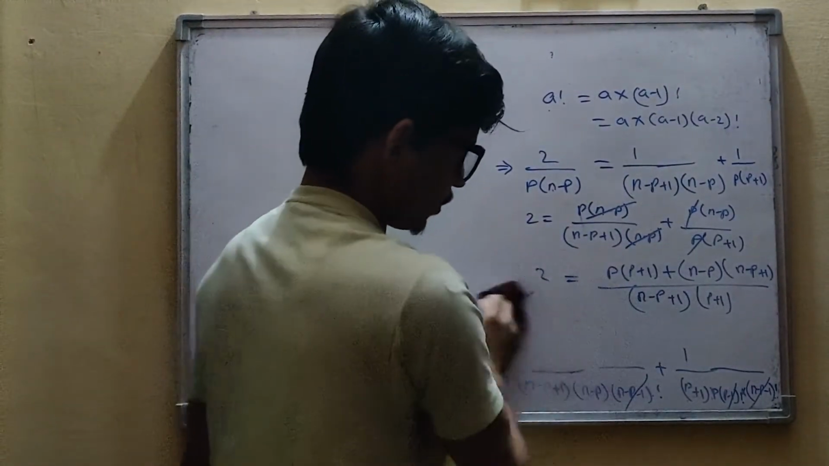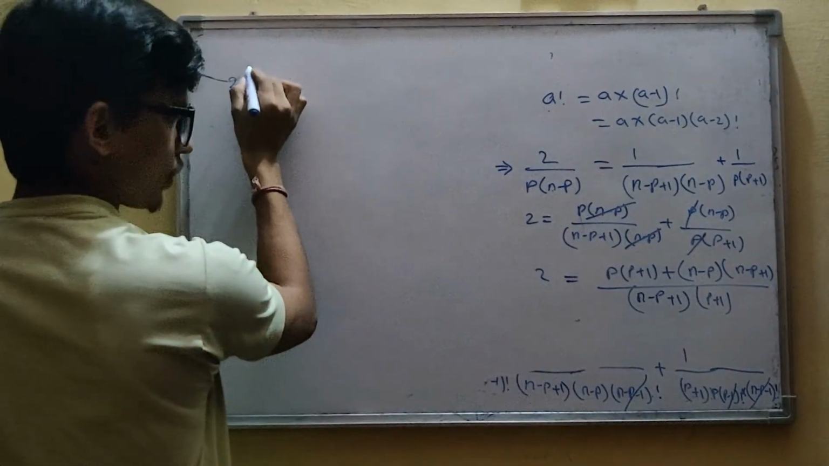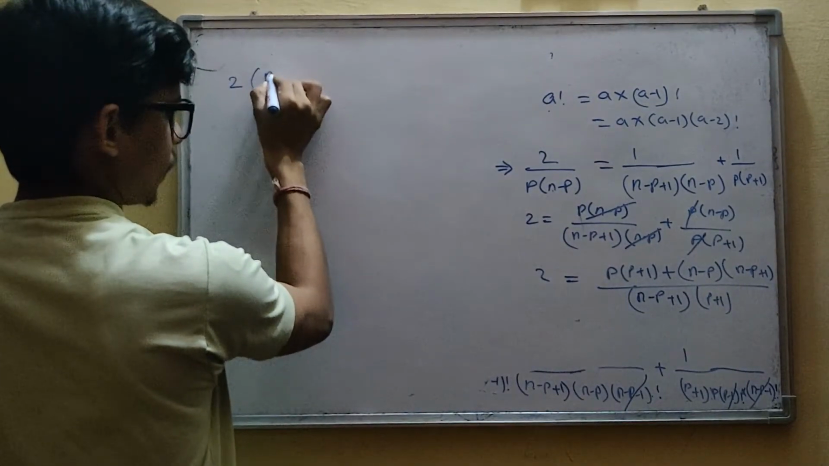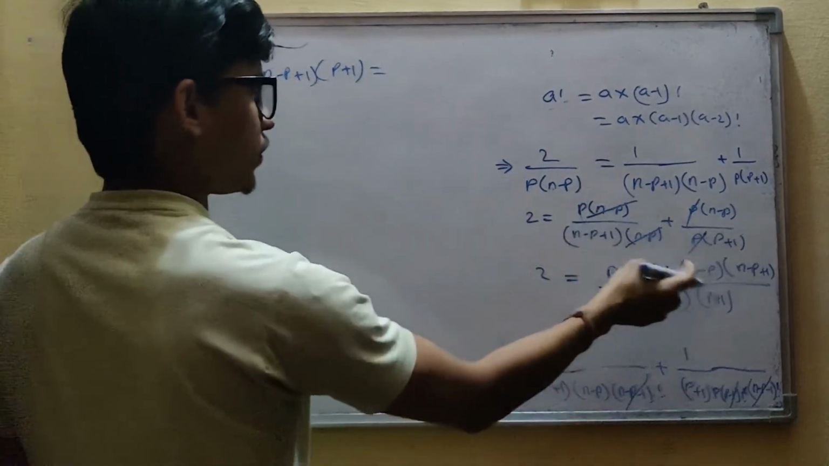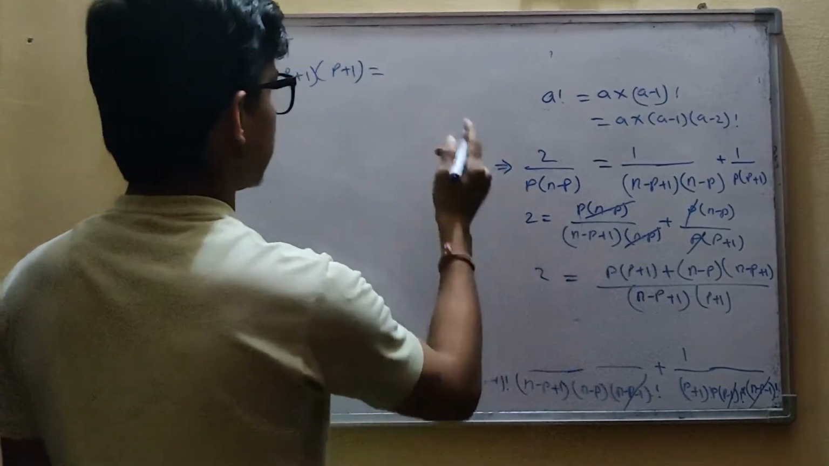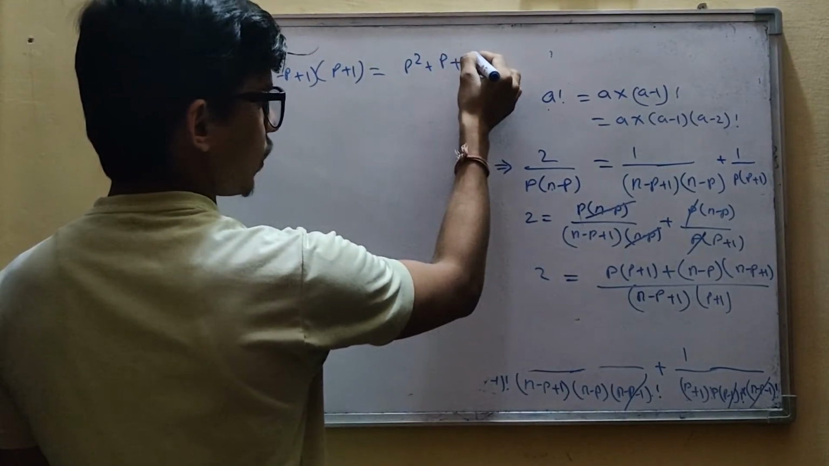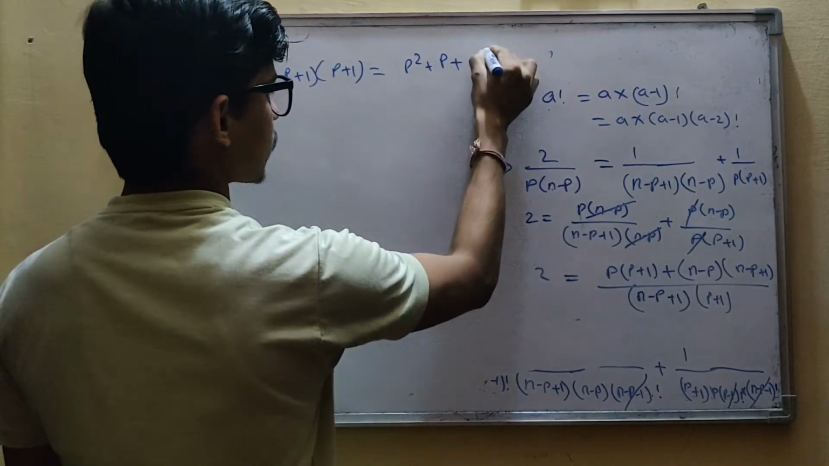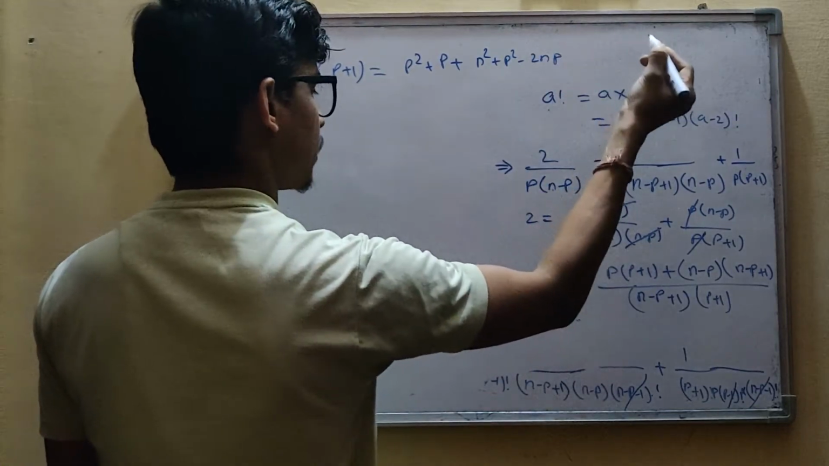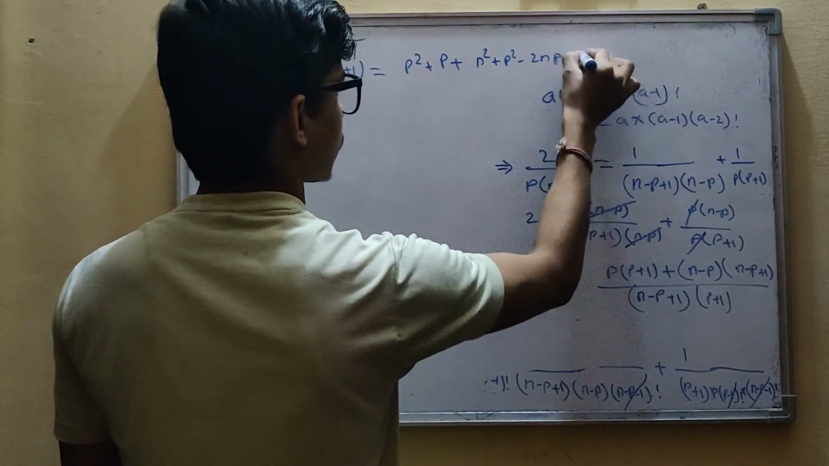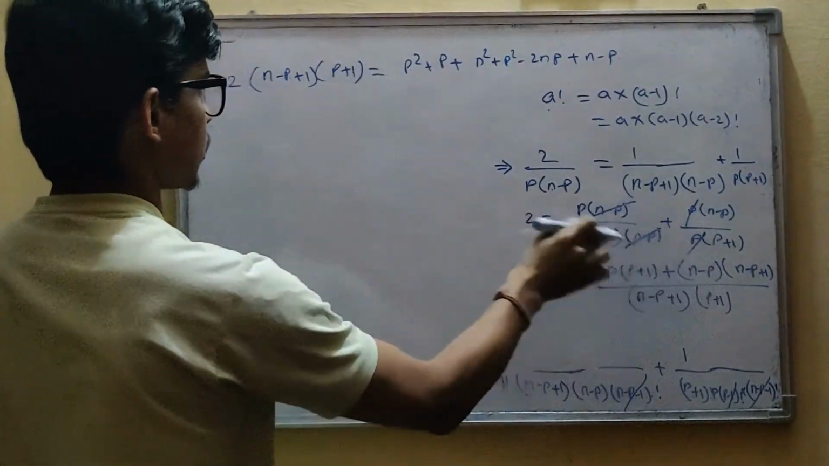Okay, so here you go. Now take the cross multiplication and it will become 2 and (n minus p plus 1) into (p plus 1), and on this side you do multiplication, p square plus p, and here it is n square plus p square minus 2np and plus n minus p. Okay, so this is what you will get after multiplication, right?